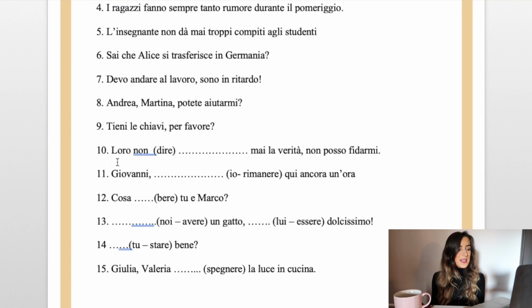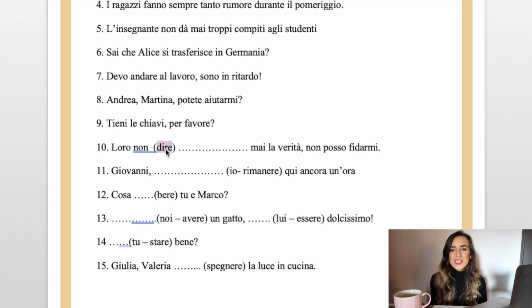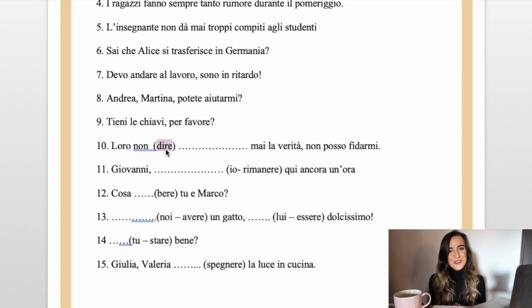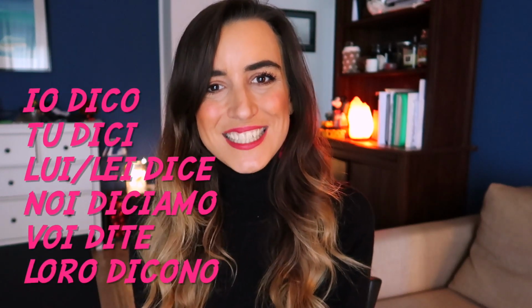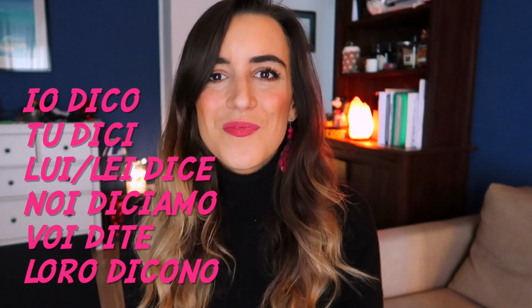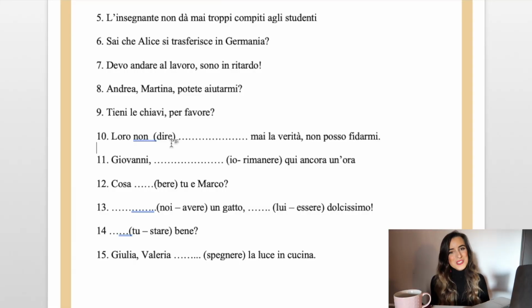Here we have the subject, which is loro, and the verb, which is dire, to say. So in this case, we have to conjugate with a third person plural, but let's first have a look at how we conjugate the verb dire in Italian. Io dico, tu dici, lui, lei dice, noi diciamo, voi dite, loro dicono. The third person plural for dire is dicono.